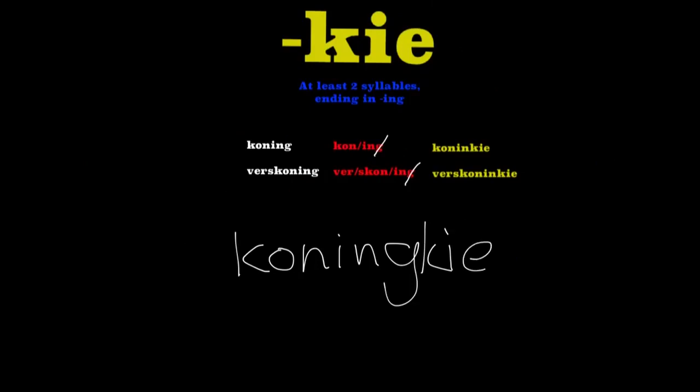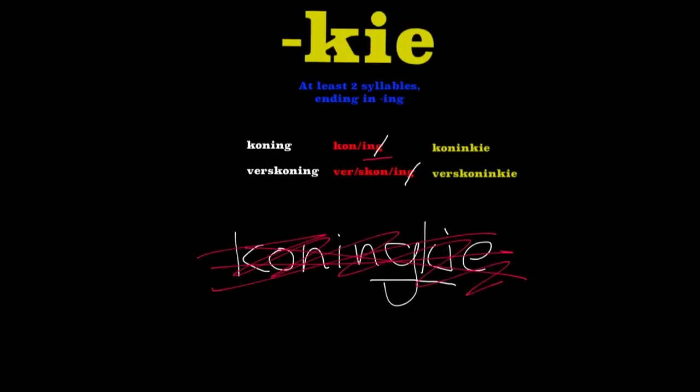Ki goes on to words that have at least 2 syllables and end in ing. Koning, verskoning. Now you might remember that I said earlier that when we add KIE we always drop the G. The reason being is that we can't have a G next to a KIE. It would look like this if we did. Koningi. And it ends up sounding quite funny. So that is just wrong. You can't do that. Okay? So what we do is we drop the G in koning and we drop the G in verskoning. Koningi, verskoningi. So that the sound isn't doubled in the middle.